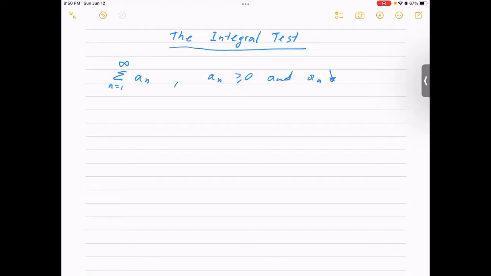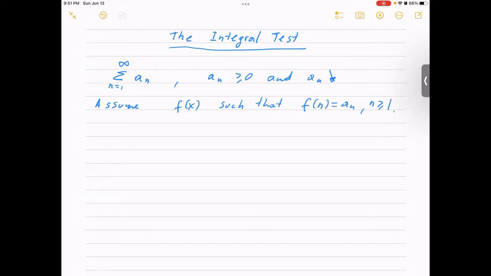Also, let's assume that we have a function f of x such that f of n equals a of n when n is greater or equal than 1. Okay, so let's have a look at the picture.